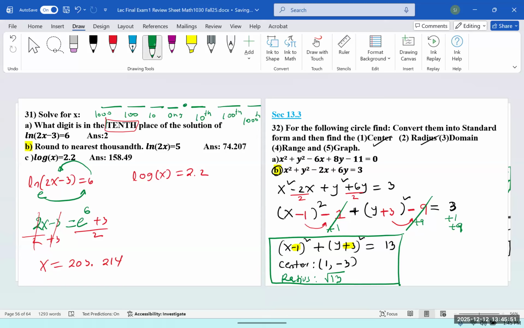So this is asking for the tenths place. So how many places after the decimal? One place. So this one you have to round. So you look at the next digit. So you keep the 2.